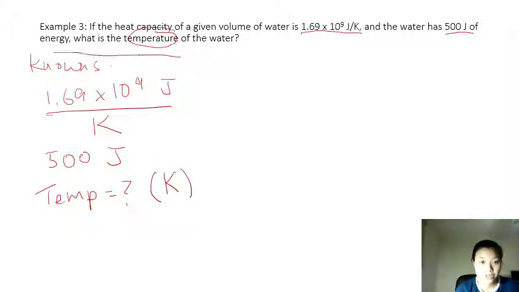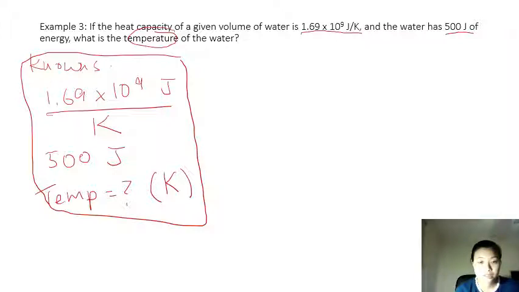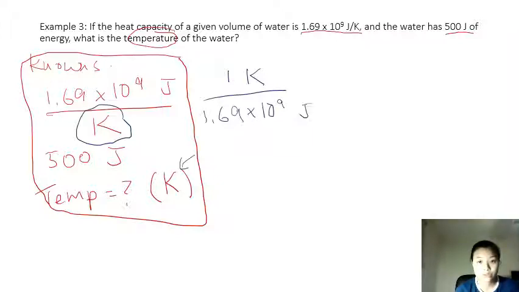So again, I started by listing my knowns. So now I'm going to go into the problem. So I want to find temperature, which is in Kelvin. And so Kelvin right now is at the bottom of this fraction, but our final answer is going to be Kelvin. So we want it at the top of the fraction. So we're just going to take the reciprocal of this. So 1 Kelvin divided by 1.69 times 10 to the 9th joules. So we took the reciprocal of that because the 1 Kelvin and the 1.69 times 10 to the 9th joules are equivalent. So we can have the Kelvin at the top of the fraction.